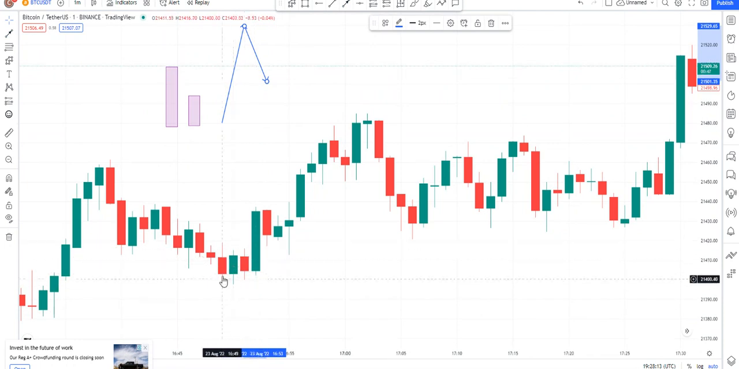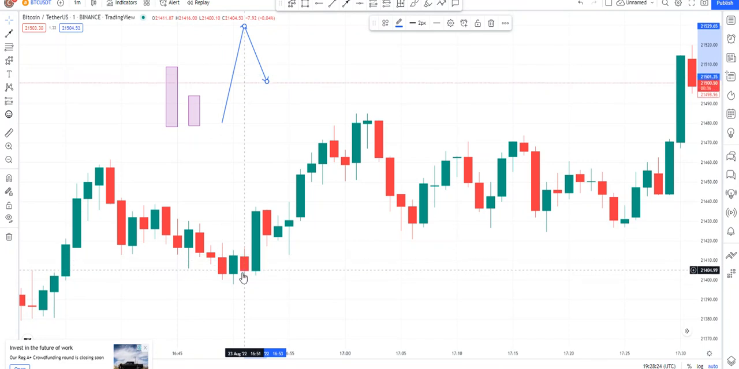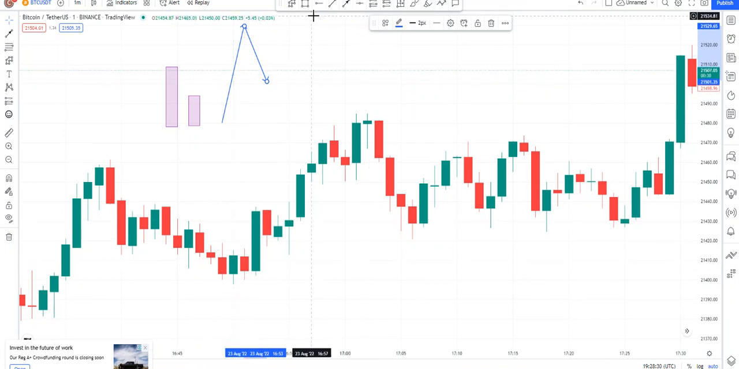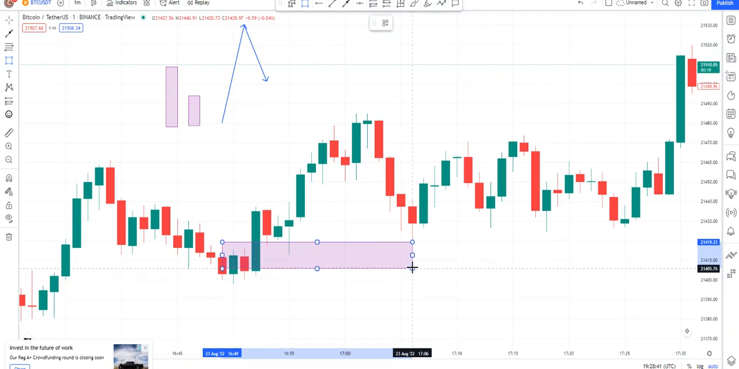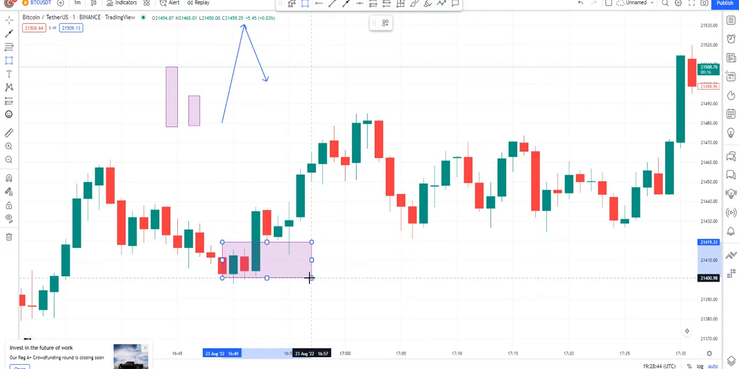So that means, even though this case is not exactly what I'm looking for, let me say this case, for example, this candlestick beside this red candle here is a little bit bigger than this one. So we are going to choose the bigger candlestick as the order block in this case.